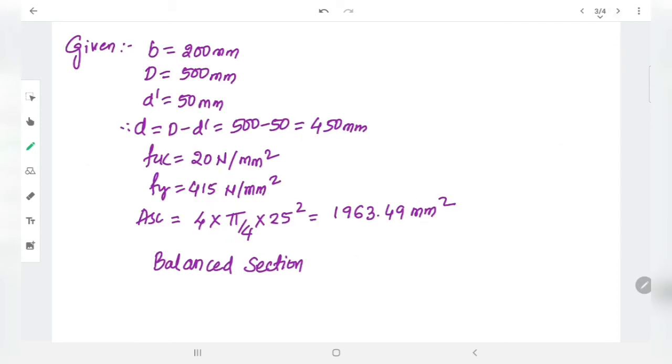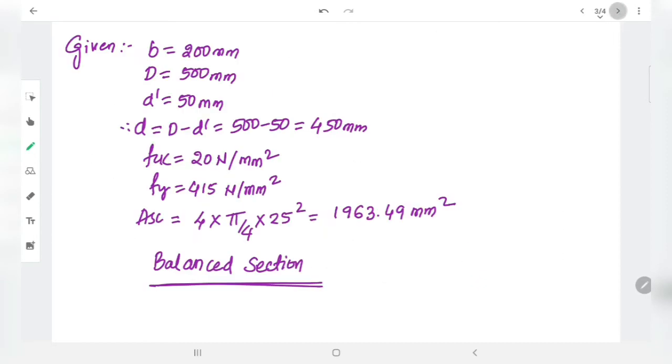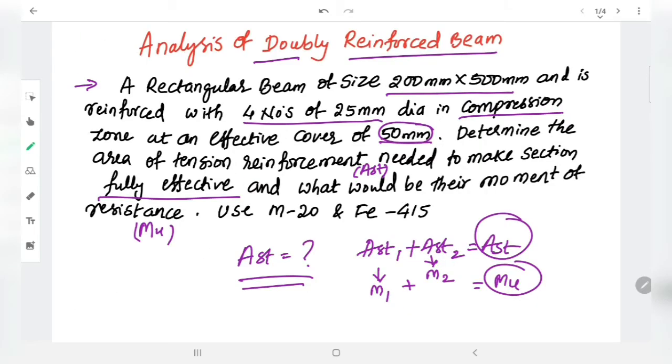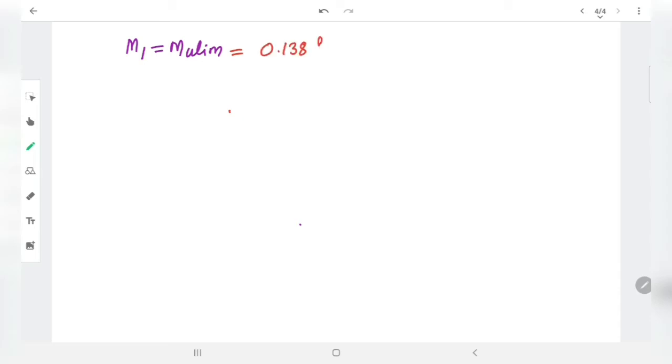But he has given a hint that you need to make the section fully effective. Fully effective is nothing but M1 equal to Mu limit. Obviously, it is a doubly reinforced beam, so M1 is equal to Mu limit. If we are using Fe415 steel, I'll calculate the value of Mu limit as 0.138 fck b d square. You know these values.